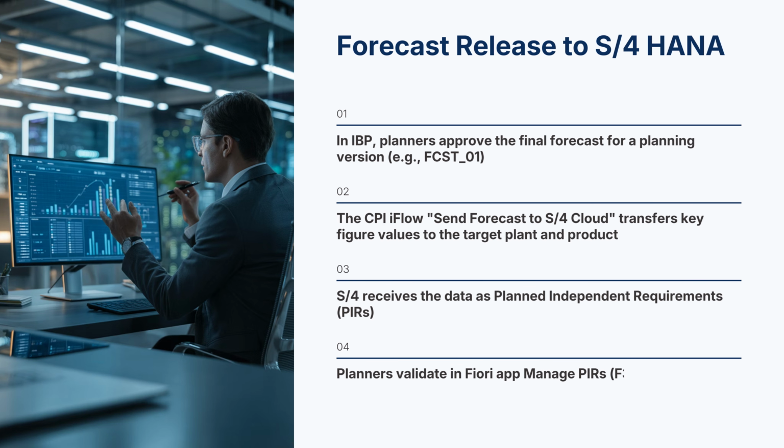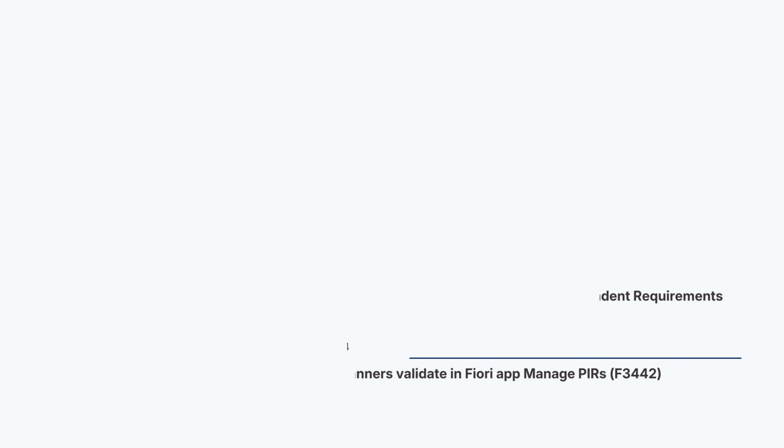Forecast release to S/4HANA. When planners finalize forecasts in IBP, they release them for operational execution. CPI then uses the Send Forecast to S4 Cloud iFlow to transfer the data. Each forecast quantity and period is mapped to its target product and plant. In S4, this creates or updates Planned Independent Requirements, PIRs, which planners review in the Manage PIRs Fiori app.